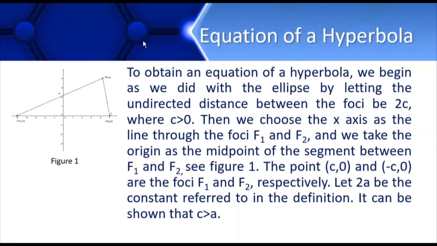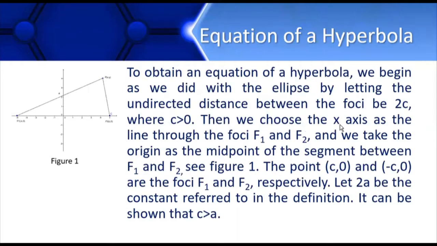Okay? So let's say we have two fixed points dito sa ating Cartesian plane. Lagyan natin siya ng pangalan na point F1 and point F2. Ang goal natin dito sa graph na to, we are going to obtain the equation of the hyperbola in the standard form. Okay, then yung ating undirected distance between the foci be 2c, where c is greater than 0. Take note, our c is greater than 0.